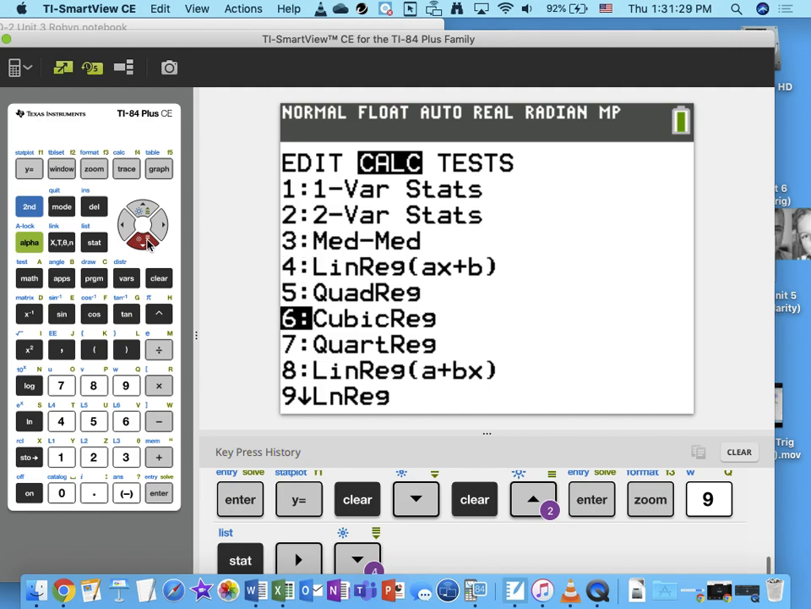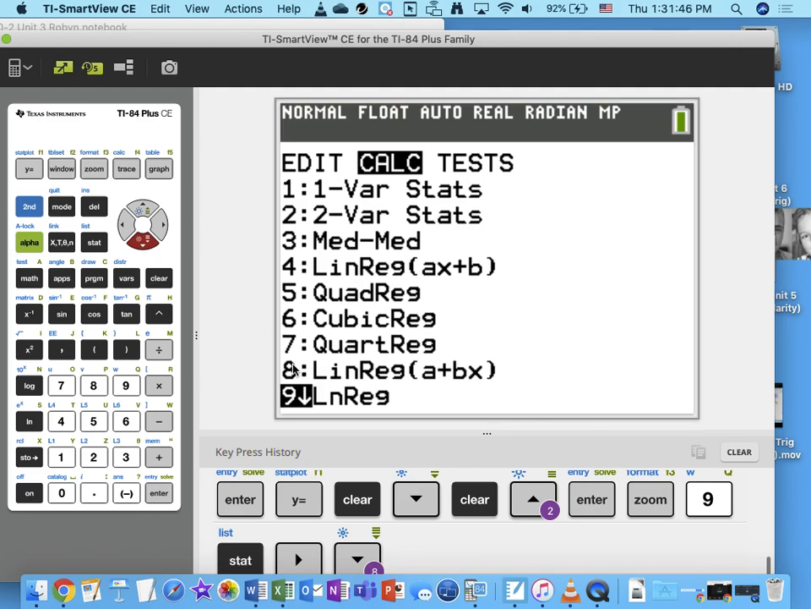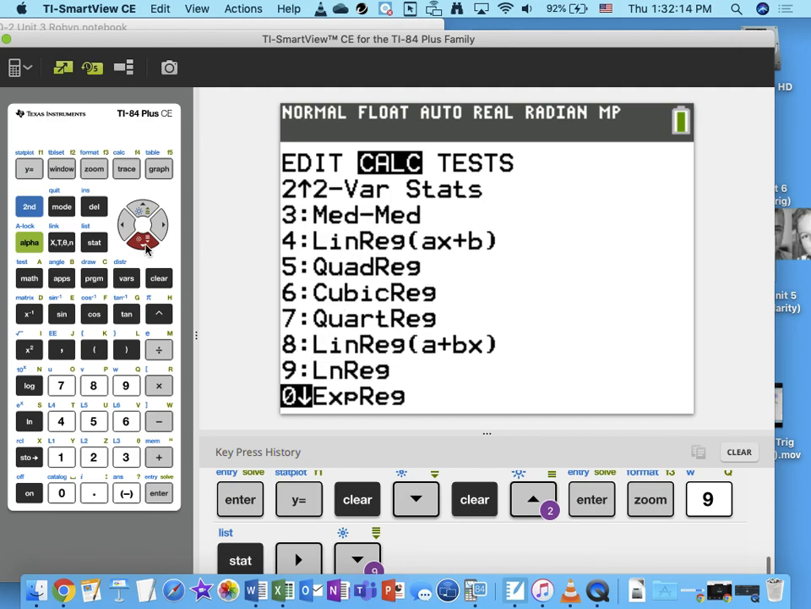We also did number 9. Do you guys remember what number 9 was for? The lawn regression? I didn't emphasize the lawns because we didn't really do much with them except for regression functions. No, those were logarithmic regressions. Do you remember ln is the natural logarithm? Yes, some of you remember. I know it's been a while. And then 0 is exponential, so we did that one as well. And if you keep going all the way to C, this is the sinusoidal regression. So you're going to hit enter, because that's the one that we want to do.